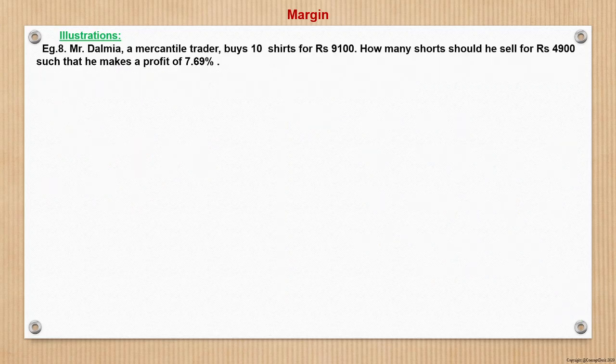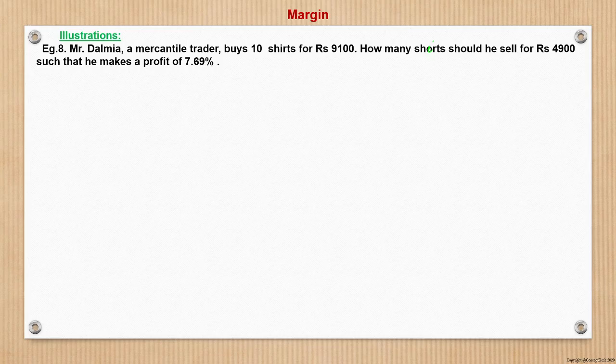Now, I think this is the last problem for this session. This we will see. If Mr. Dalmia, a mercantile trader, buys 10 shirts for rupees 9100, how many shirts should he sell for rupees 4900 such that he makes a profit of 7.69%? The problem may appear to be a bit confusing.